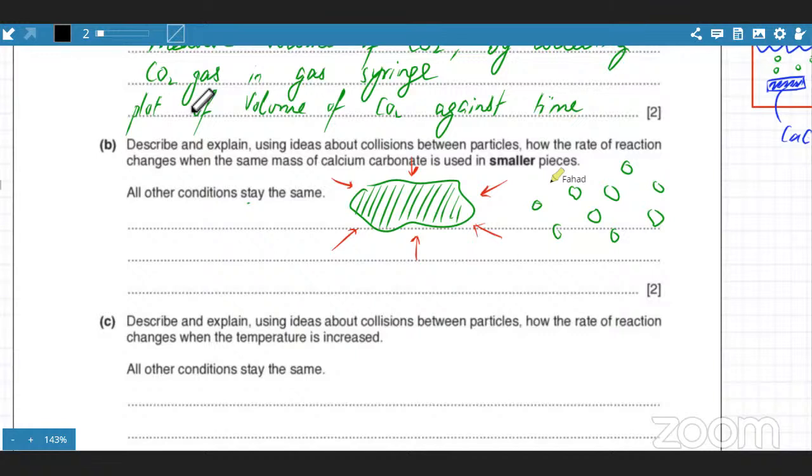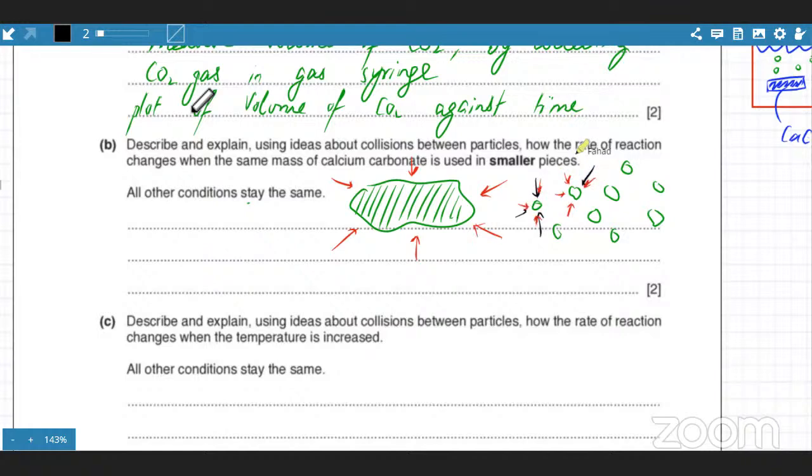So just hold on one second. My board is hanging again. So I'm going to write over here. So more particles. Now this clearly shows. Just hold on one second. My board is hanging up.